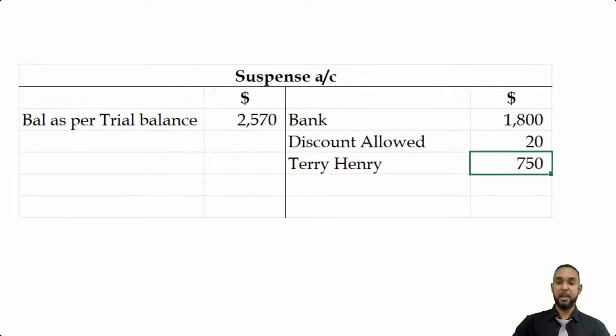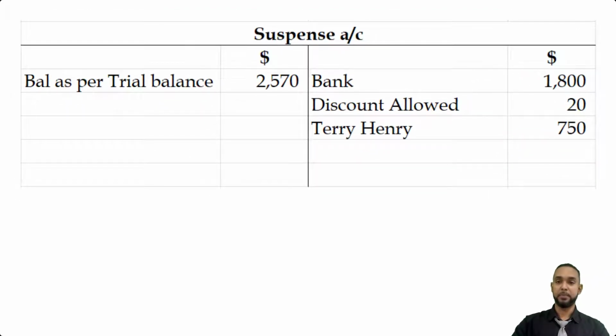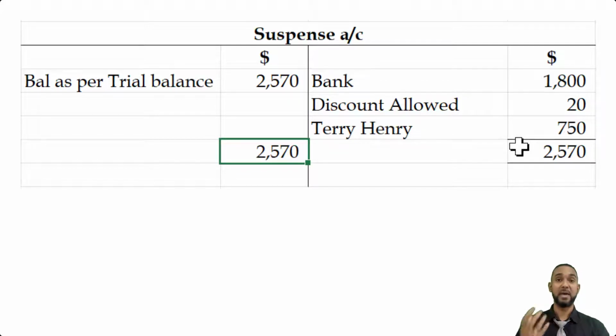Now, there are no other errors that affect the trial balance. If you were to add both columns, you'll see that the totals in both columns will be equal, which means there's no balance left to be carried down or dealt with in the suspense account. So we have dealt with all of the errors. Okay, that's A part 1. Let's take a look at A part 2.